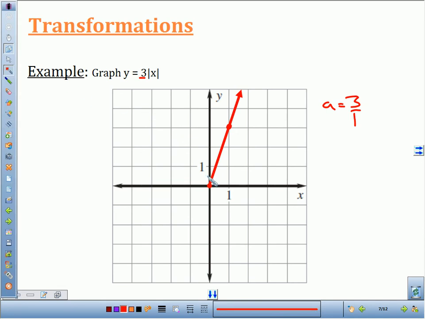So that means we could graph another point by moving up 3 and backwards 1. So this would be another point in my absolute value function. I will graph the line that connects those 2 points. And we can see that my graph is a V shape, so I know that I graphed it correctly. It is narrower than the parent function because it has a steeper slope.